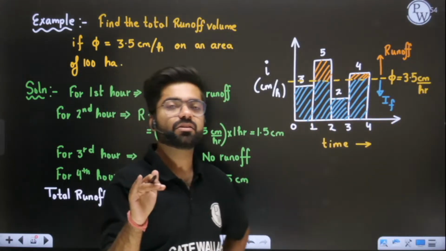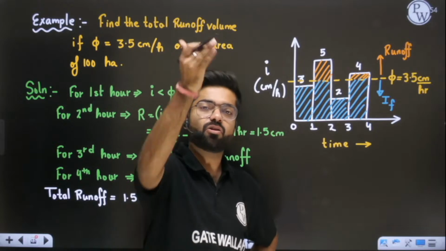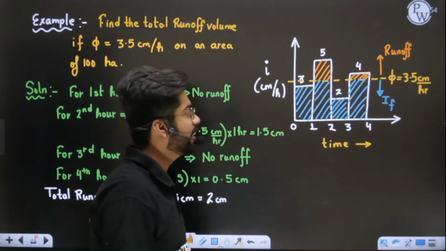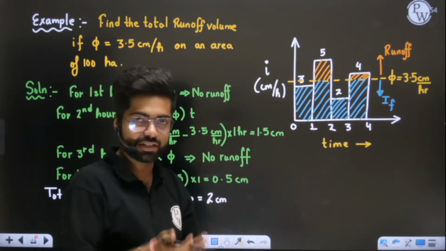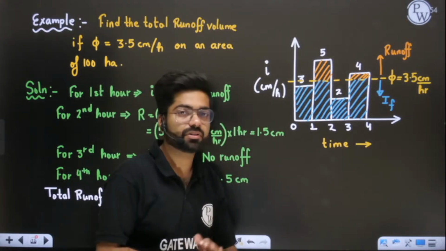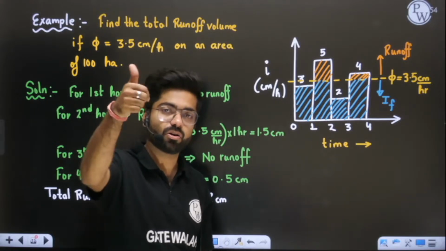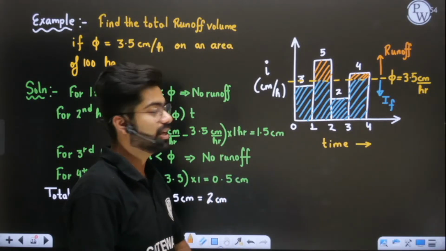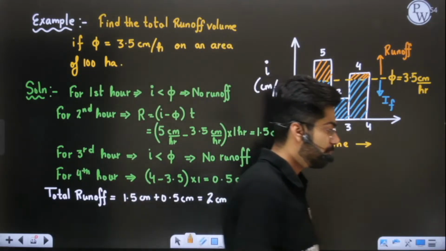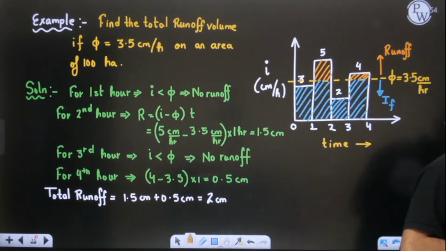So what is phi? Sir, phi is segregating runoff and infiltration. If you have a hydrograph, hydrograph means rainfall intensity versus time, then this phi index will segregate. Above part will give you runoff volume, below part will give you infiltration volume. Is this thing clear? Tell me.